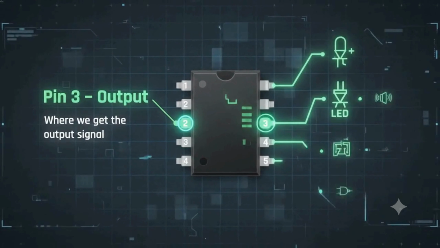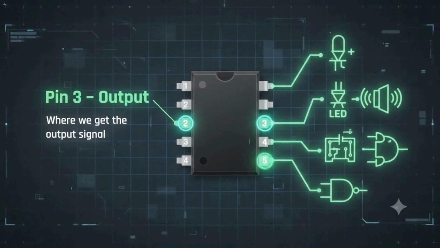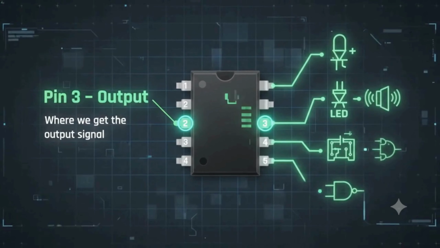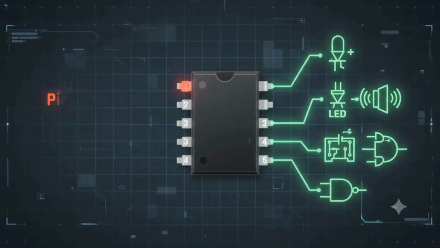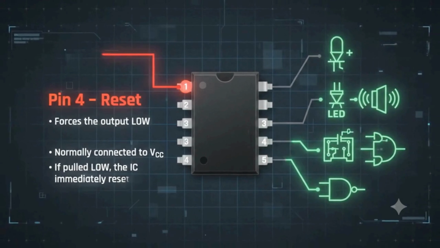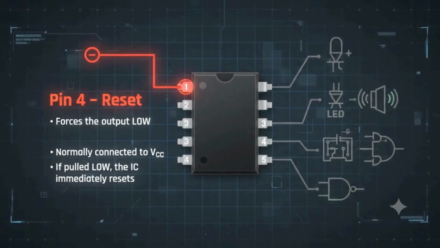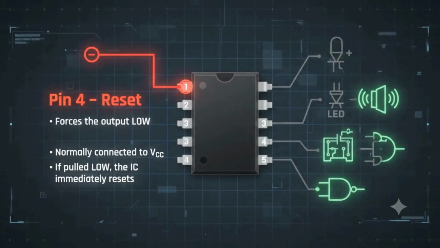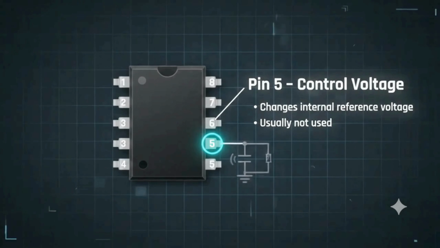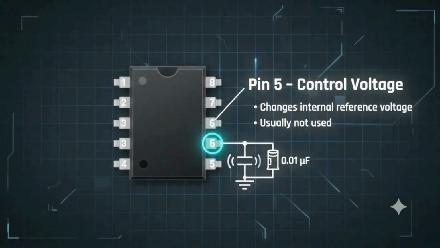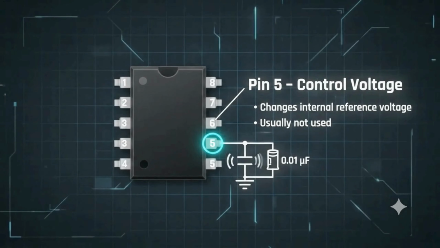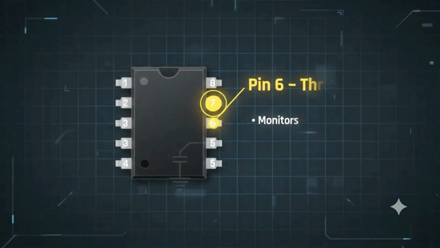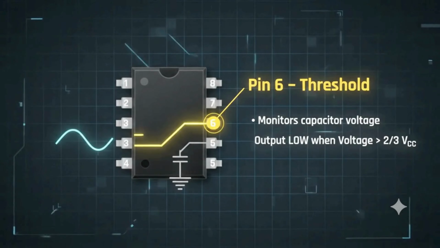Third pin, output. This is where we get the output signal. It can drive LEDs, buzzers, small relays, digital circuits. Fourth pin, reset. This pin forces the output low. The fifth pin, control voltage. This pin changes the internal reference voltage. Usually it is not used. A 0.01 microfarad capacitor is connected to ground to reduce noise.